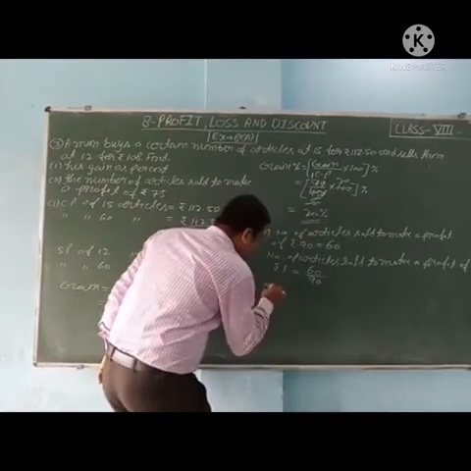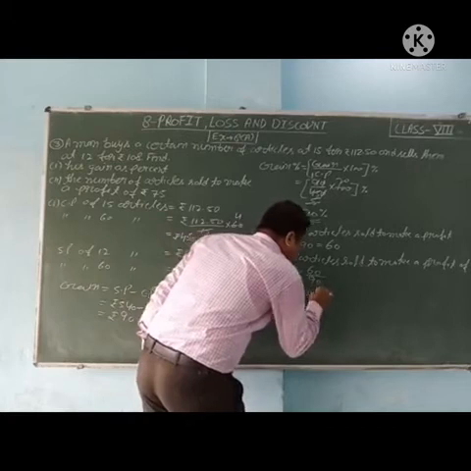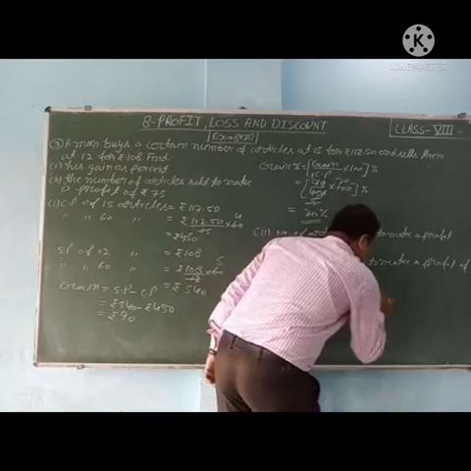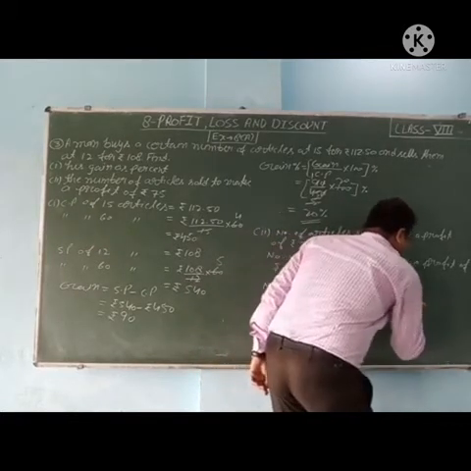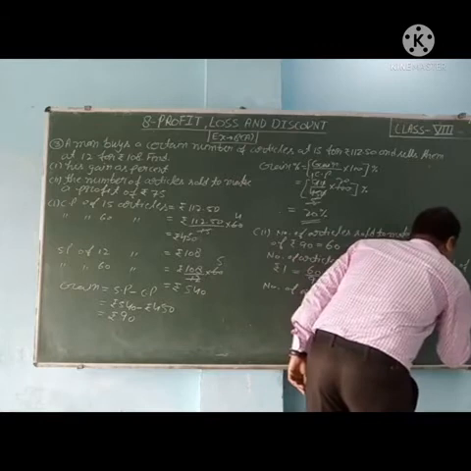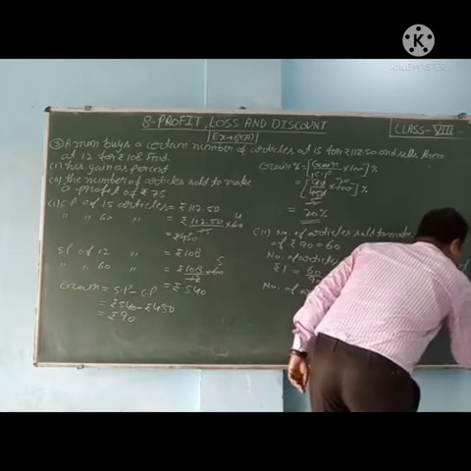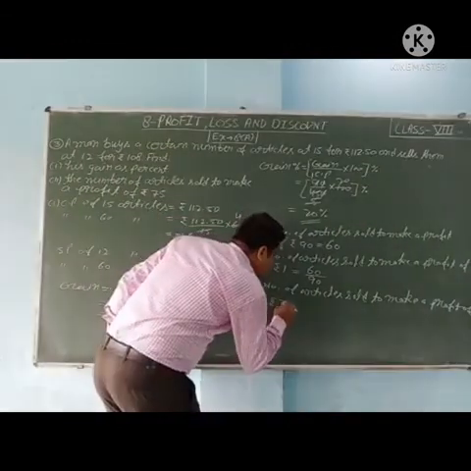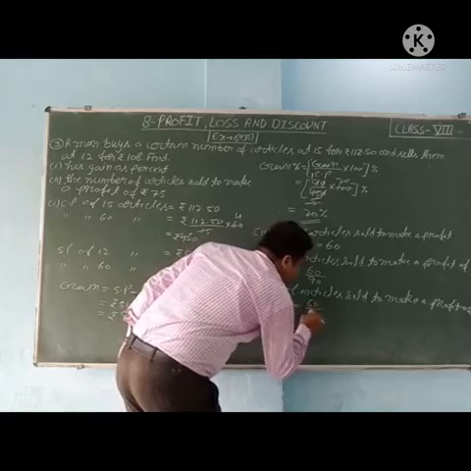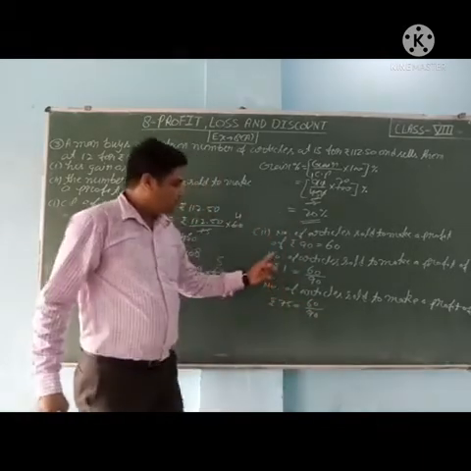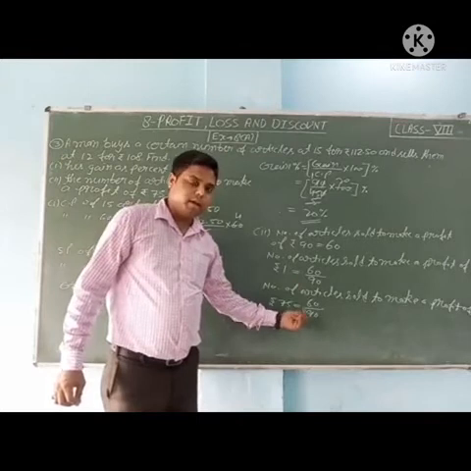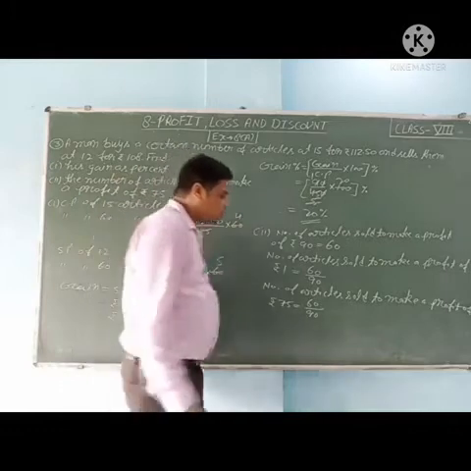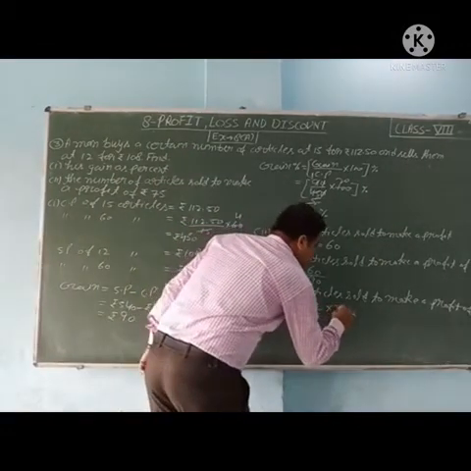So number of articles sold to make a profit of how many rupees? 75. Profit of rupees 75 is equal to 60 upon 90. It is for a profit of 1 rupee. So the number of articles for rupees 75 profit, in comparison to 1 rupee, more articles need to be sold. So multiply by 75.